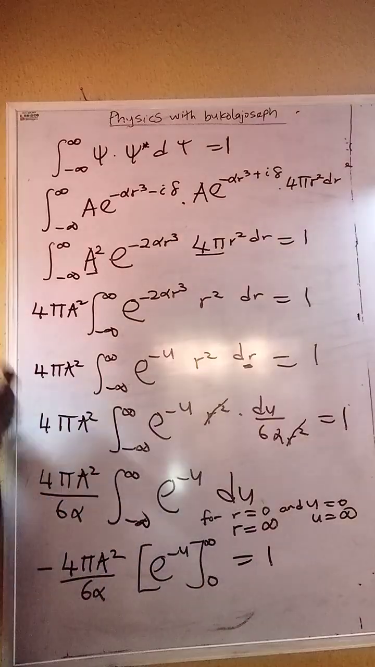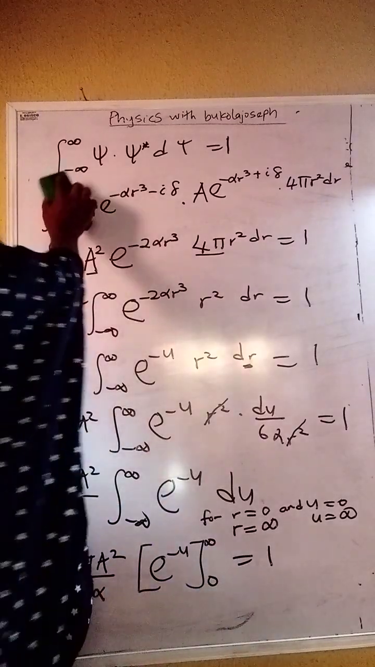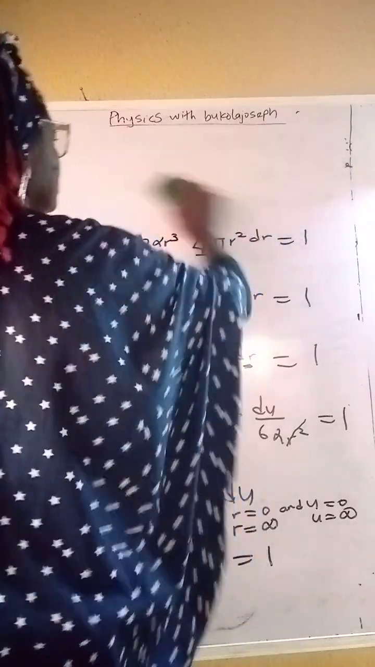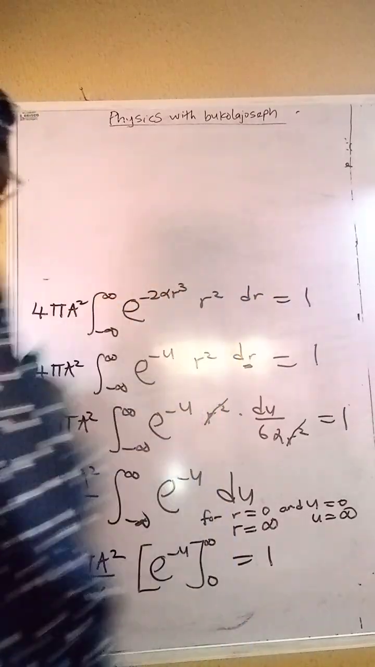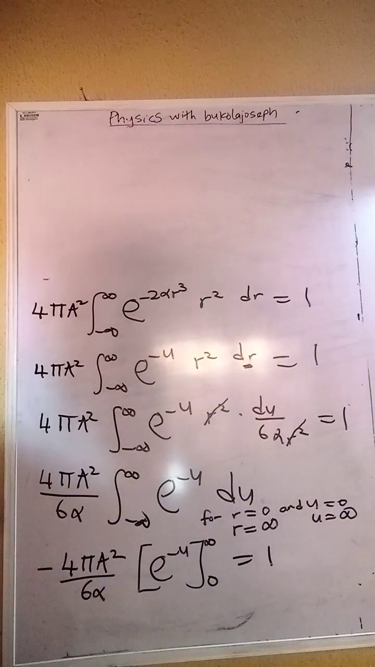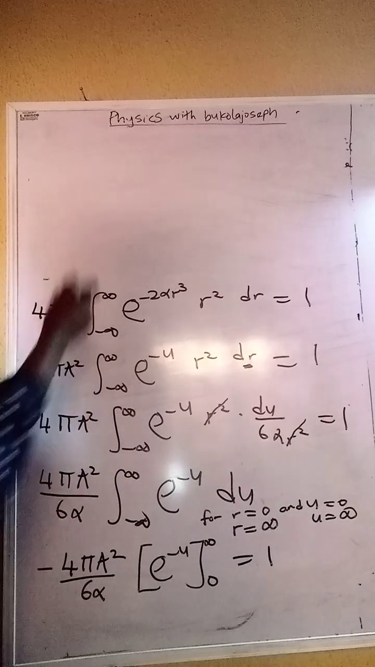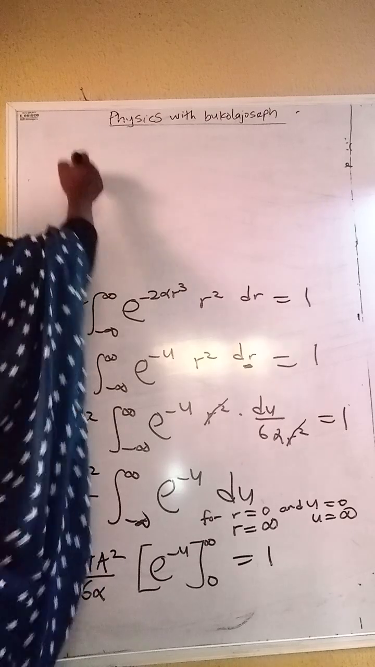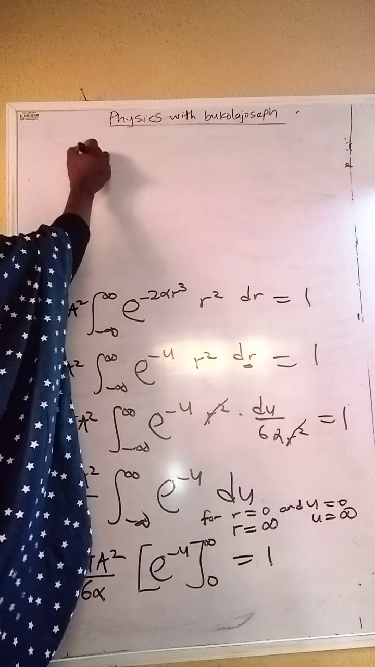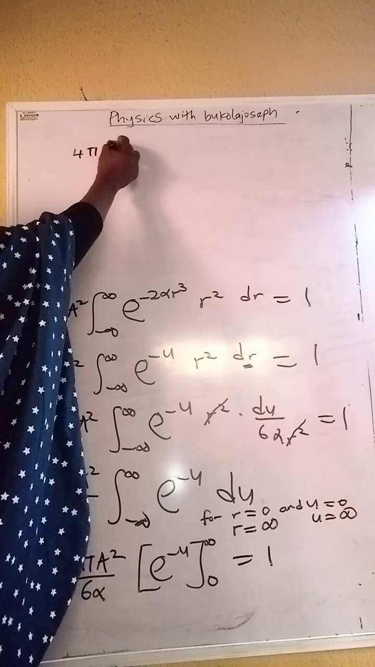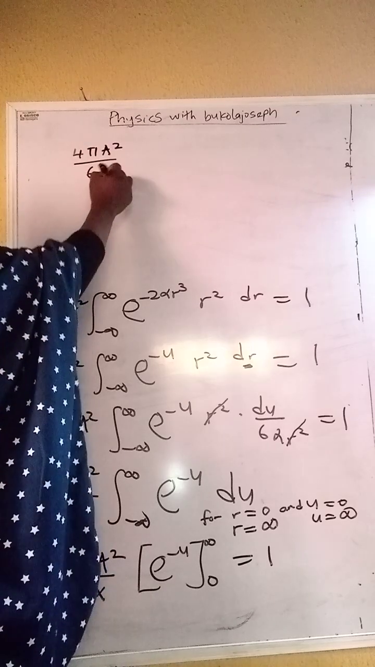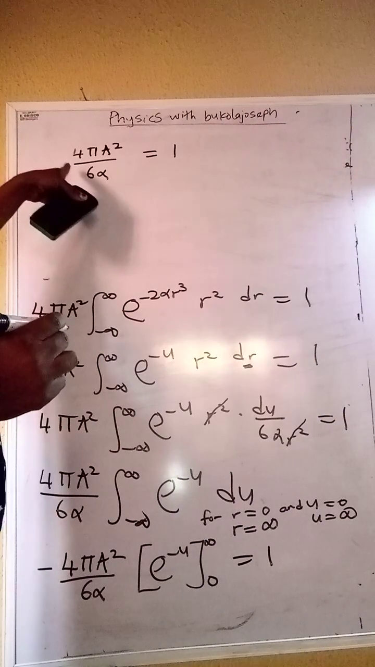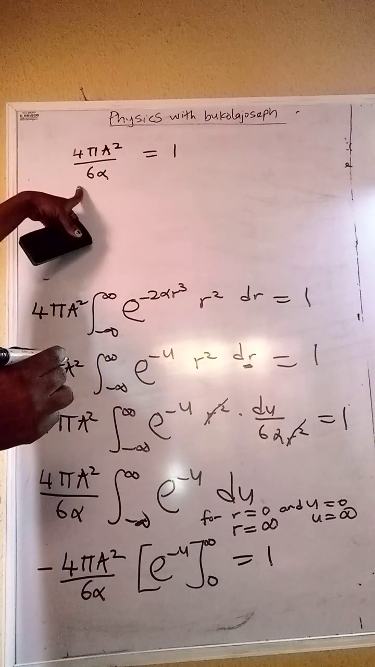So let me wipe the upper parts. If we wipe the upper parts, then we have this. Okay, so everything here tends to 0, so we have, tends to 1. So we have 4 pi a squared all over 6 alpha is equal to 1. So this is the normalization condition for psi.